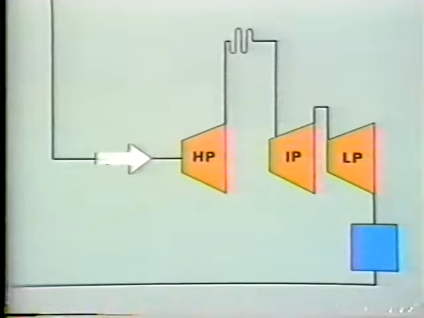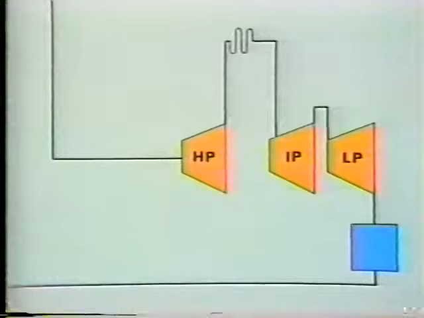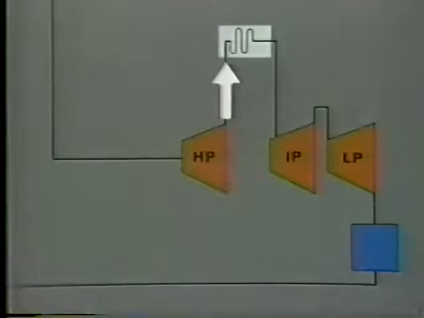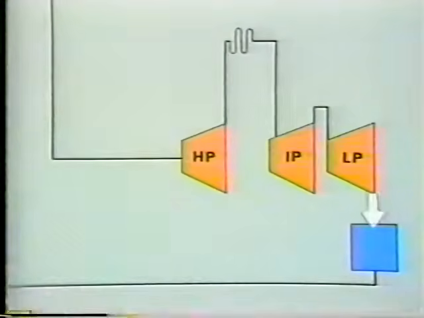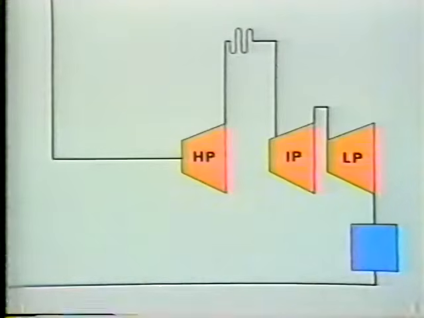Steam from the superheater section of the boiler travels to the high pressure, or HP turbine. From the HP turbine, steam flows through the reheater for additional heating. The reheated steam goes to the intermediate pressure, or IP turbine, then to the low pressure, or LP turbine. From there, the steam is exhausted to the condenser, where it's condensed back into water. Finally, the cycle is complete when the condensed steam is routed back to the boiler.